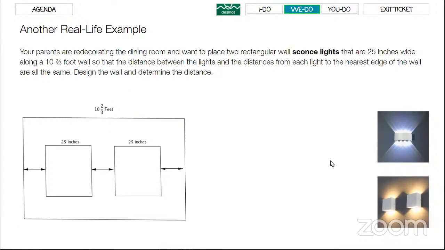So now I'm going to open up my chat box. So let's see, 4 feet and 2 inches. Okay, that is for these lights, right? Yes. Can we do it the opposite way? Can we work on what it says? Let me see. The nearest edge of the wall are the same. So can we use as a unit just the feet, or just the inches? What happens if you convert 10 and 2/3 to inches?